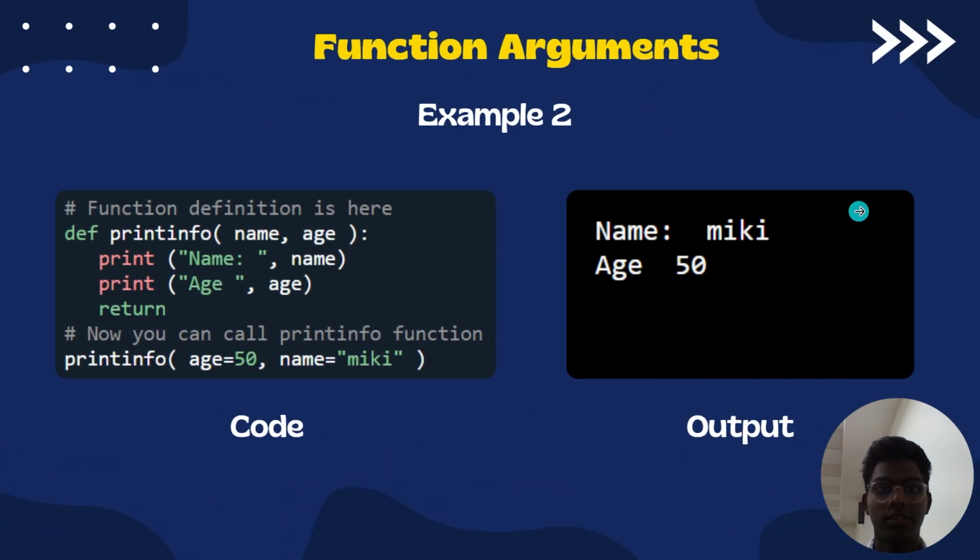Next, function arguments example 2. In that we have a small code here. The function definition is here: def print_info with name and age, colon. We are printing name and age, and we are also defining the age as 50 and name as Mickey, and the output of this code will be this.